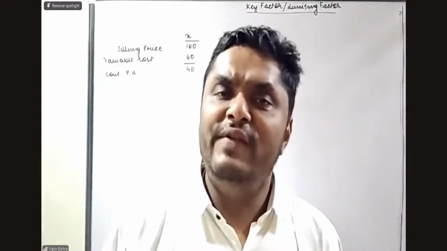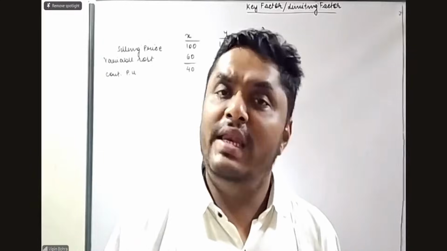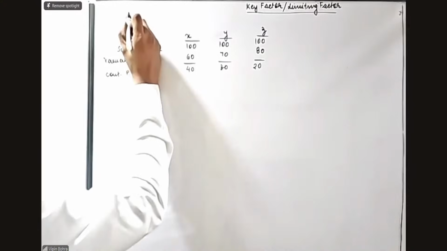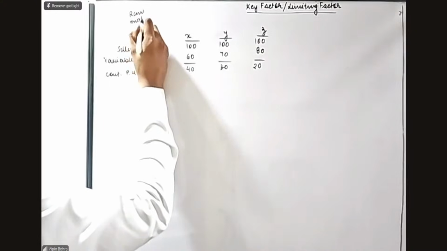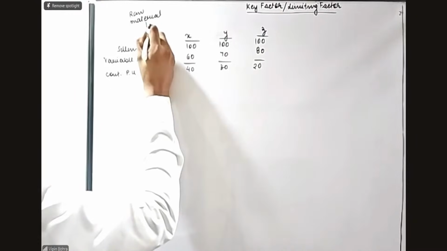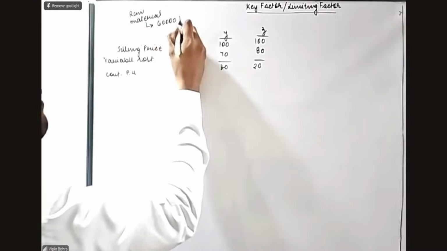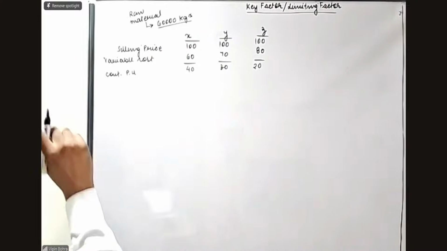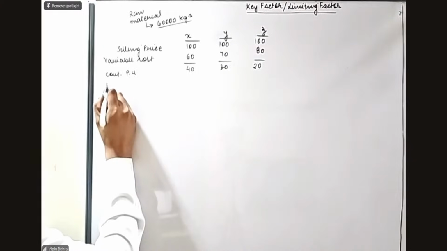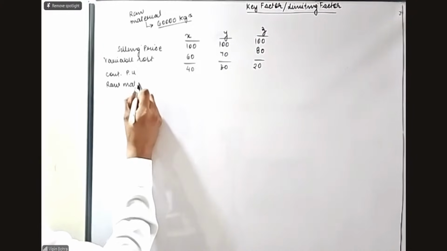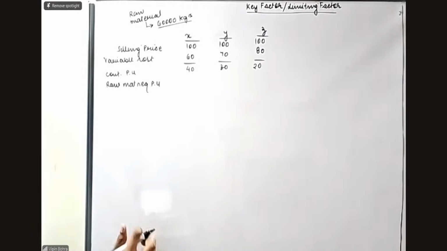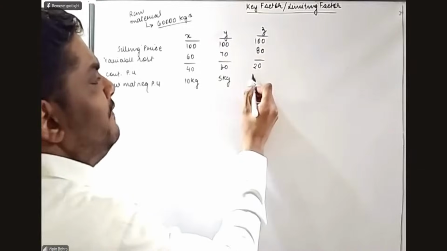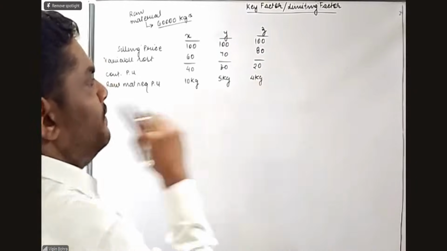To utilize each and every kg of raw material in such a way that I can get the maximum out of it. So, assuming raw material is only 60,000 kgs available, now see, raw material required per unit is given in the question. Let's say 10 kgs, 5 kgs, and 4 kgs.